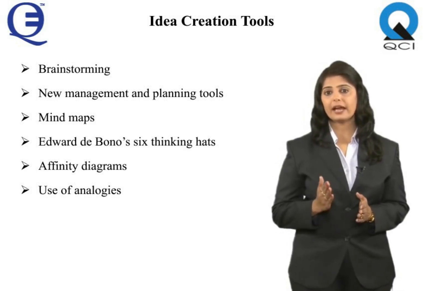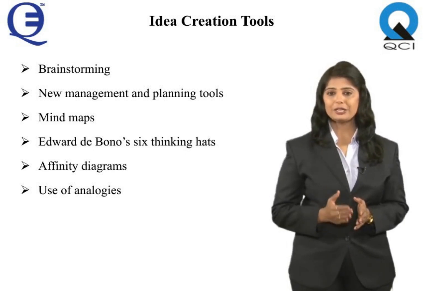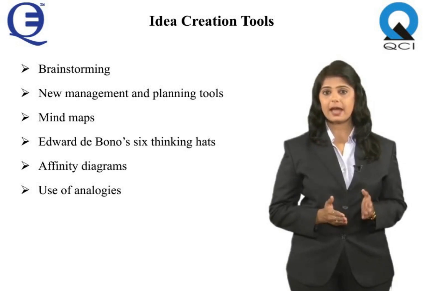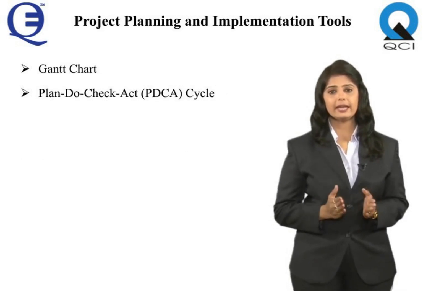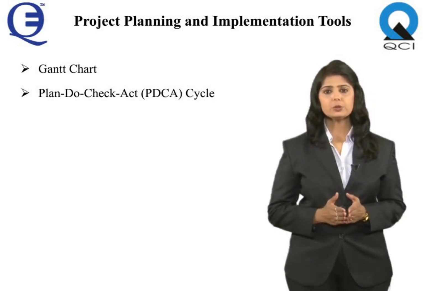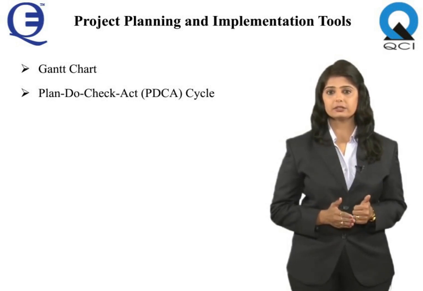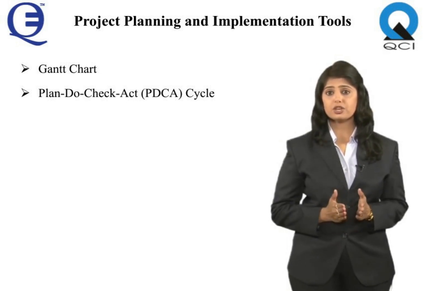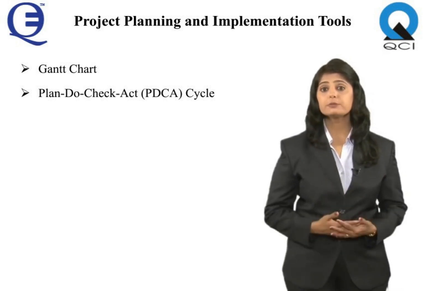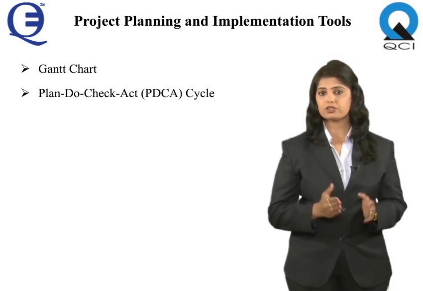5. Use of analogies. It helps organizations to comprehend change, including the meaning and potential of new technologies, systems and processes. 8th, project planning and implementation tools. These tools help manage an improvement project. 1. Gantt chart. It is a horizontal bar chart that provides a graphical illustration of a schedule that helps to plan, coordinate and track specific tasks in a project.